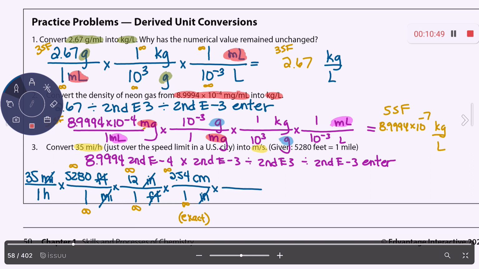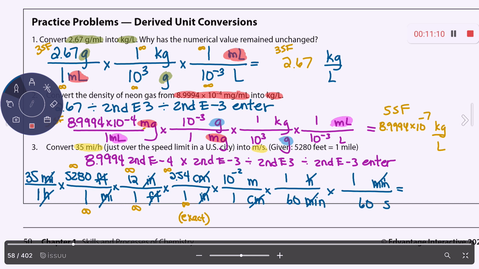I can convert centimeters to meters doing a one-step metric conversion. Then I can convert hours to minutes and minutes to seconds. So hours to minutes, there are 60 minutes in an hour. Hours will cancel. And then I can convert minutes to seconds. There are 60 seconds in a minute. And in terms of sig figs, this is exact. This is exact. And this is exact.